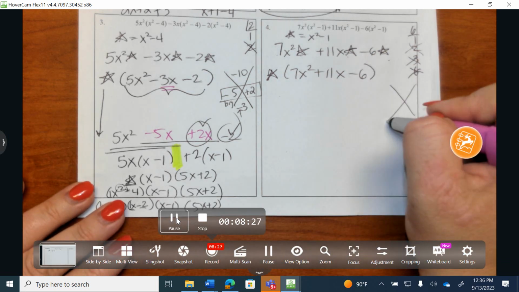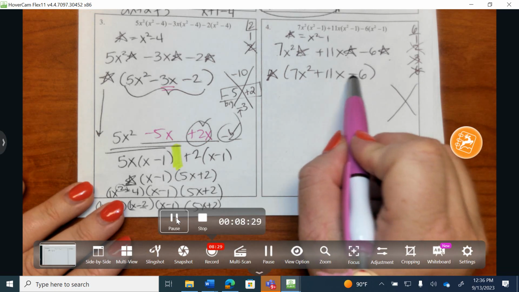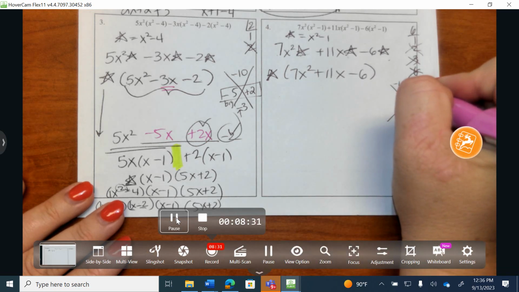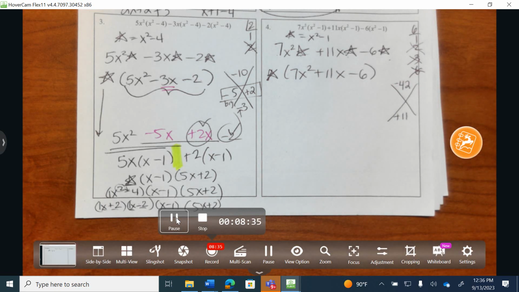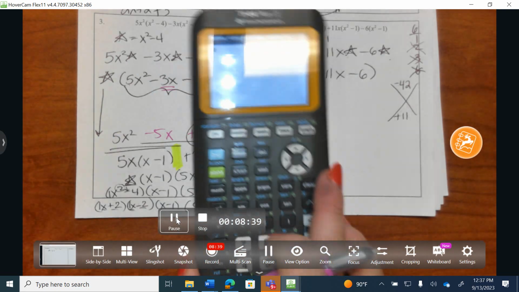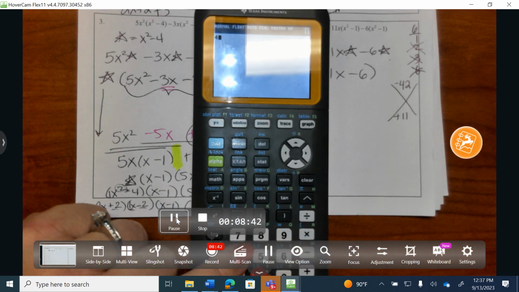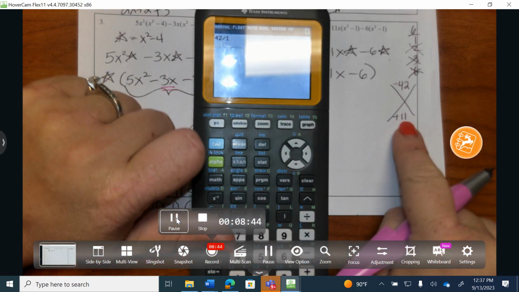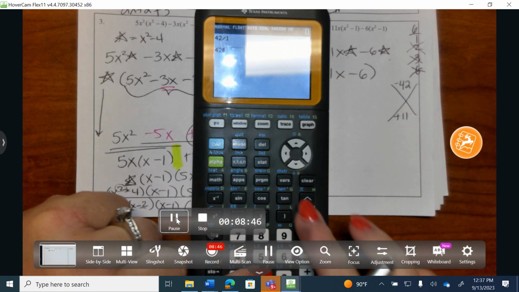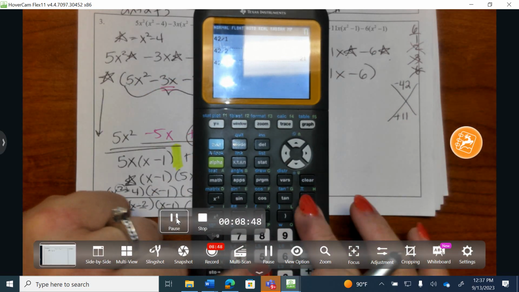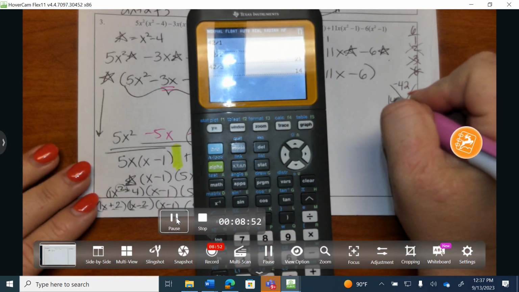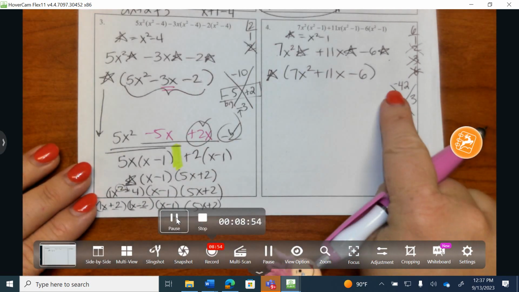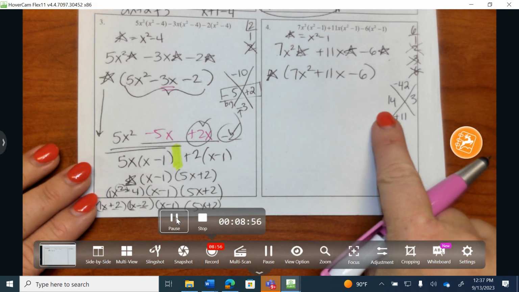I'm going to come off to the side. 7 times negative 6 is negative 42. The b value is positive 11. And I'm going to grab a calculator, and I believe we can do this together. So let's take 42 and divide it by 1. The difference isn't 11. 42 divided by 2, nope. 42 divided by 3, ooh, that does equal 11. So I believe in 14 and 3. Remember, these are different signs, and the larger number has to be positive.